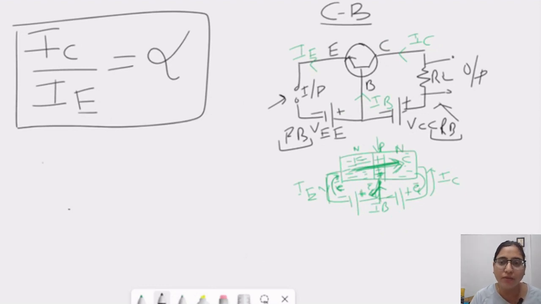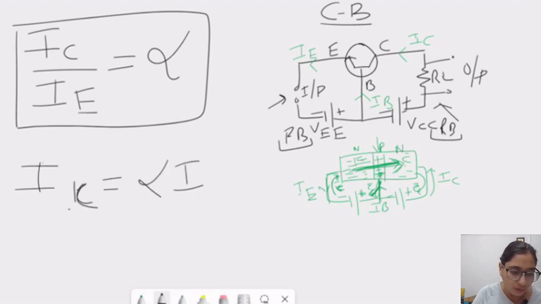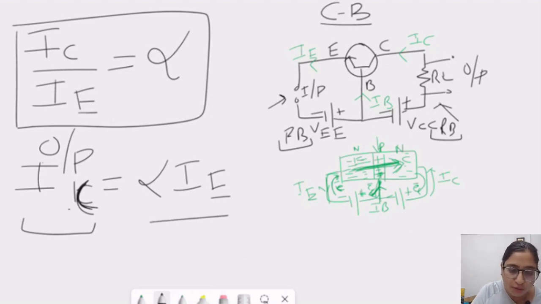So from this equation, what can we find? We can find that IC is nothing but alpha into IE. Okay, but the output current IC is not only a factor of the input current but also a factor of IB.